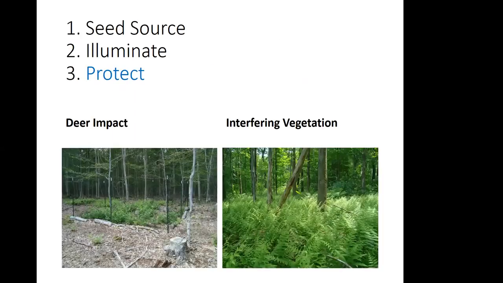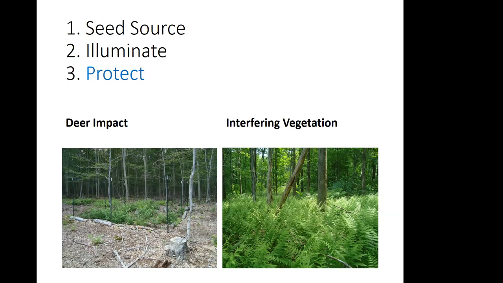So how do we successfully regenerate? We have to do three things. We talked about these before. We have to know what our seed source is. And that's through whatever the management has been up until this point in time. We're not going to get into those. That's a couple of lectures in and of itself. We have to illuminate, so we have to put sunlight on the forest floor, and then we have to protect the seedlings. So we're going to focus primarily on the protection, but also get into some of the illumination.